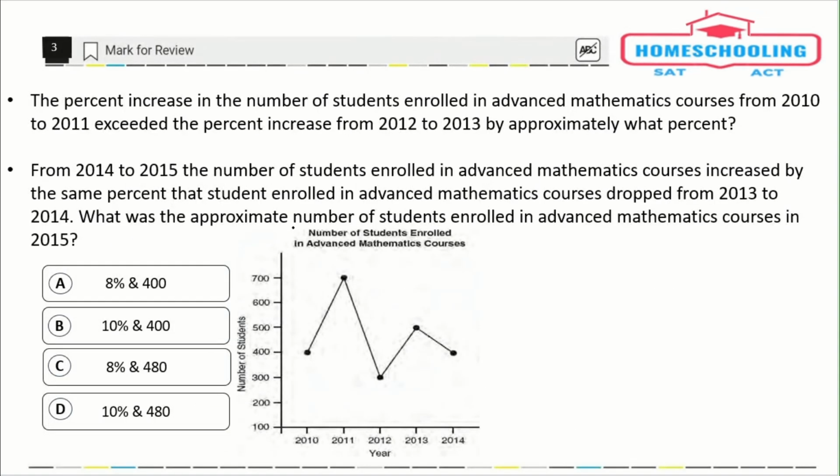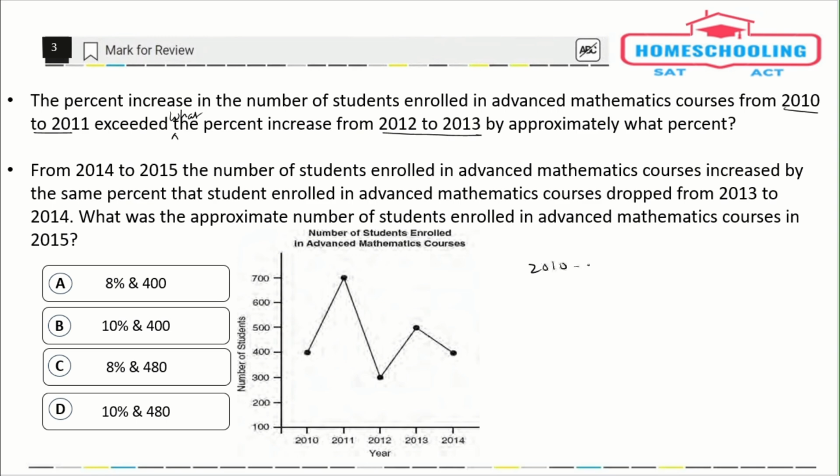Now coming to the question. As we can see, this is a line graph here. On the x-axis, the year is given, and on the y-axis, the number of students that have enrolled in the advanced mathematics course. The first part of the question says that the percentage increase in the number of students enrolled in the advanced mathematics course from 2010 to 2011 exceeds by what percent the increase from 2012 to 2013. So we have to find the percentage increase for 2010 to 2011. Then we have to find it for 2012 to 2013.